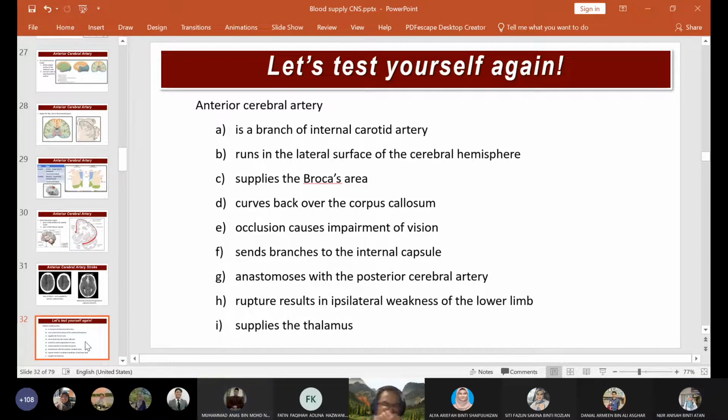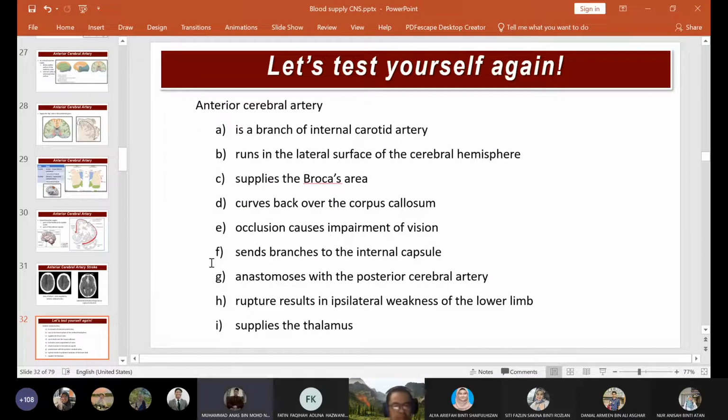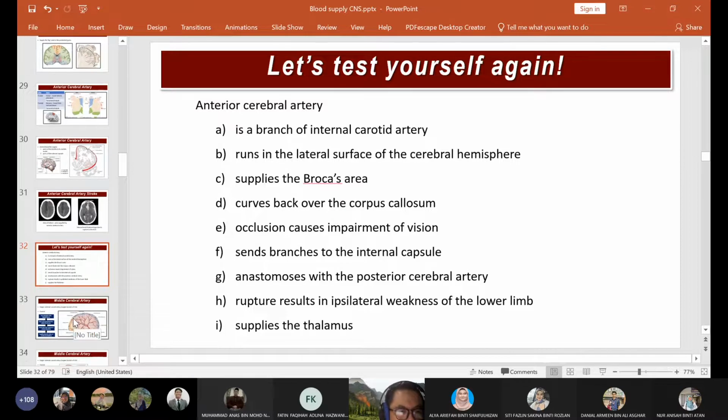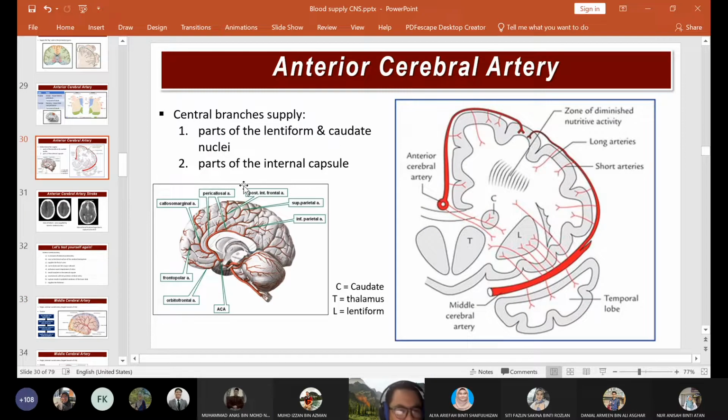It sends branches to the internal capsule. True. Very good. It anastomoses with the posterior cerebral artery. True. Very good. Its rupture results in ipsilateral weakness of the lower limb. False. Oh, it is contralateral. Contralateral. Okay, the other side. It supplies the thalamus. True? False. It doesn't. Okay, as I mentioned earlier, it supplies the lentiform, caudate nucleus, and internal capsule.